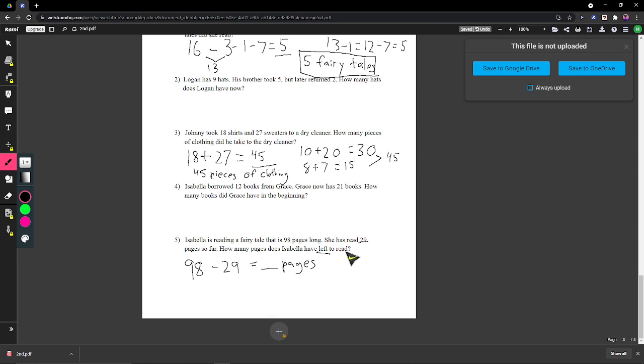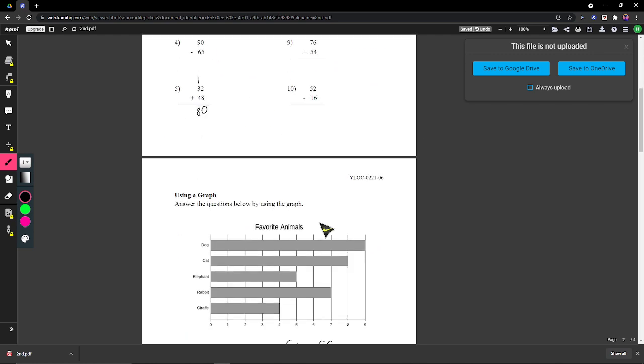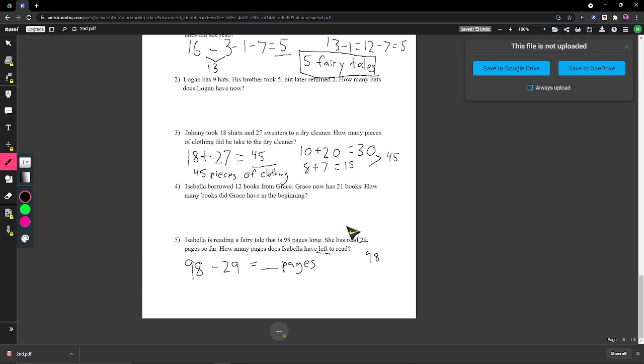So to do this, you can set it up like activity 1 up here. You can do something similar. So I'm going to set it up like 98 minus 29. And you make the 8 an 18 because you can't do that otherwise. It just doesn't work out. And you make the 9 an 8 because you borrow a 10 from it. So that becomes 18 minus 9, which is just 9. And then 8 minus 2 is 6. So you have 69 pages left.